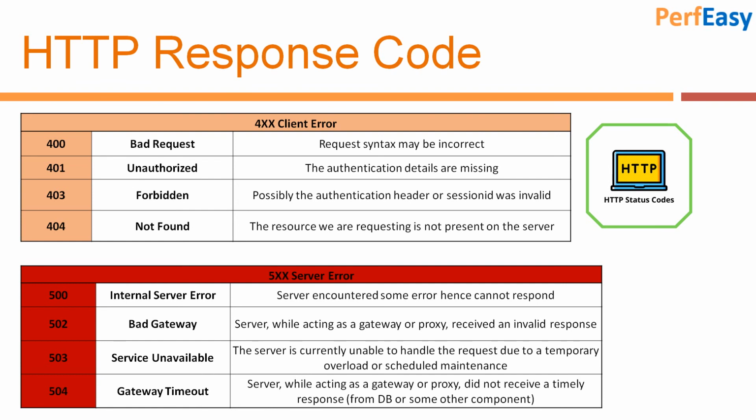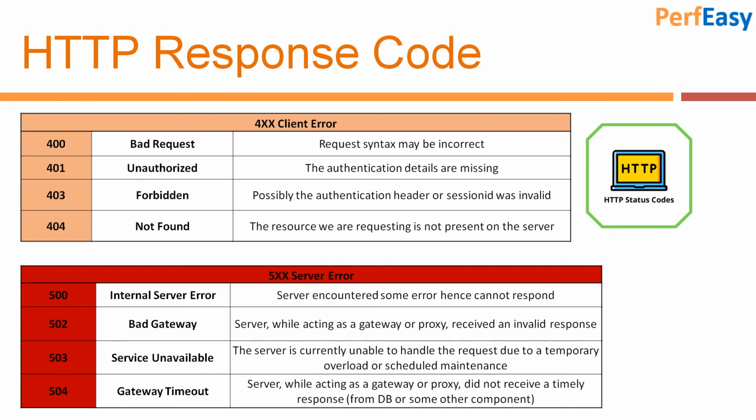Mostly this happens when there is a proxy or a gateway or a firewall present in front of the app server or the web server, or whatever server is expected to respond. That server is down, but my proxy or the gateway is still working. So the 502 bad gateway will be returned by the proxy itself, because it is not getting any response from the main server.